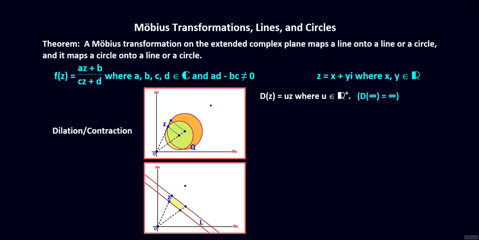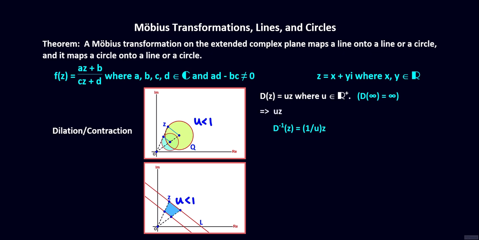D is a dilation if u is greater than 1. D is a contraction if u is less than 1. If u equals 1, then D is the identity map, so u equals 1 is a trivial case. D is also surjective, because D inverse exists. The viewer can check as an exercise that D inverse of z is just 1 over u times z, so that the inverse of a dilation is a contraction, and the inverse of a contraction is a dilation.